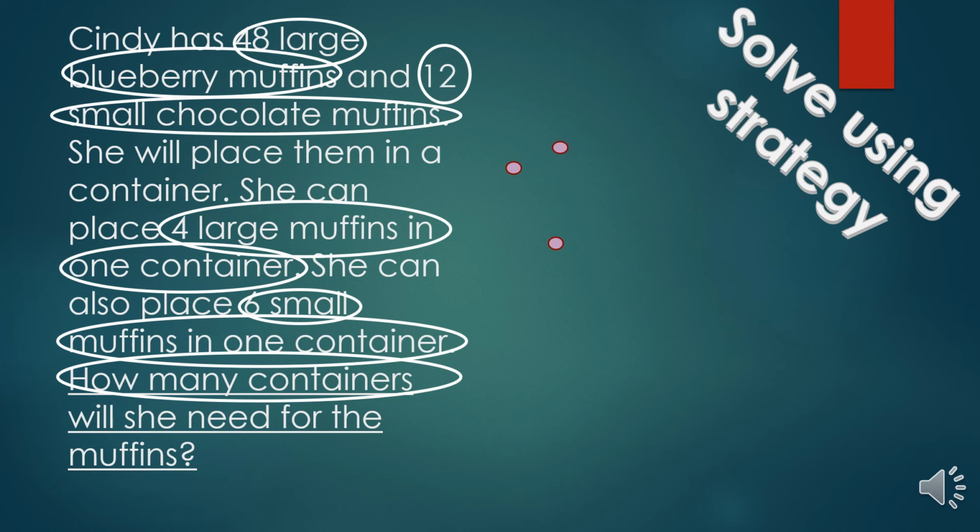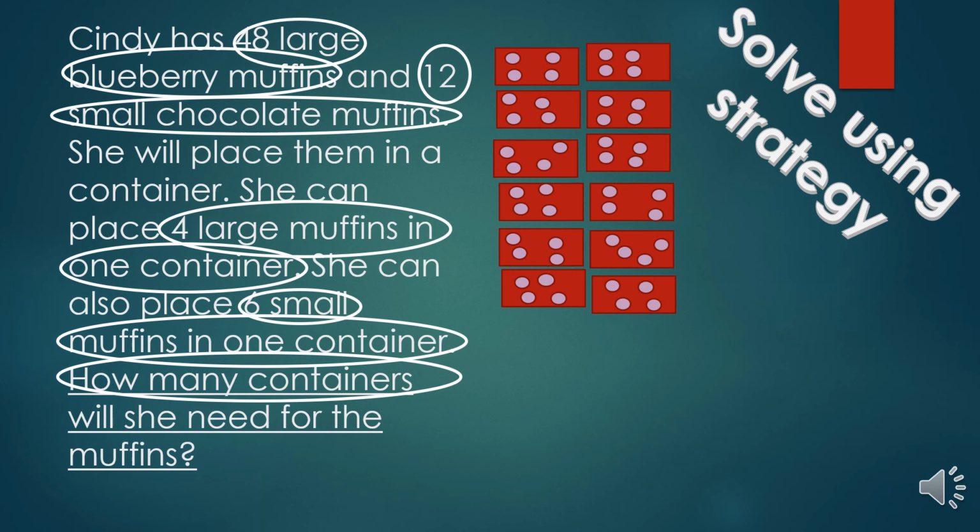We know that 48 large blueberry muffins is going to go into the large container, which holds 4 muffins in one container, so that's 48 divided by 4, which equals 12 containers. And then we know that there's 12 small chocolate muffins, and that goes with the small containers, which can hold 6. So I divide 12 by 6. 12 divided by 6 equals 2. So there's 2 small containers.